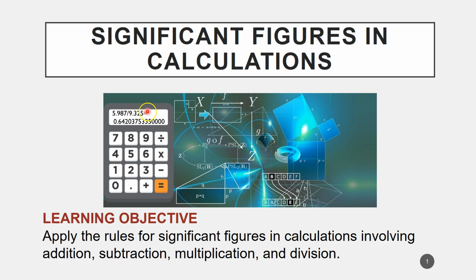Let's say I want to divide these two measured values over here. When I put this in my calculator, the calculator will give me as many digits as its screen can hold. However, not all of them are significant, and I have to determine how much I need to report. So this is what we are going to learn now: how many significant figures I need to report when I'm doing a mathematical operation.